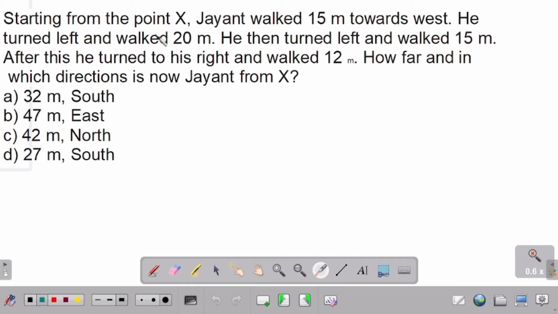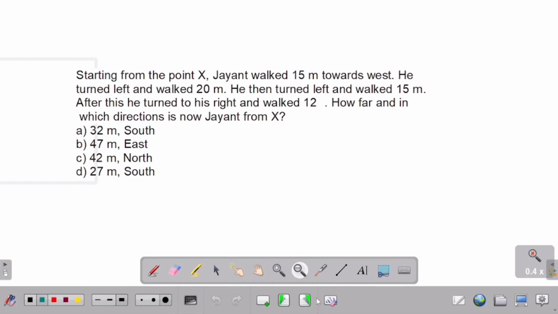Starting from the point X, Jayant walked 15 meters towards west. He turned left and walked 20 meters. He then turned left, walked 15 meters. After this, he turned to his right and walked 12 meters. How far and in which direction is Jayant now from X? So, what is the distance of Jayant from the X point and in which direction? Like the previous question, okay? So, we will solve it.